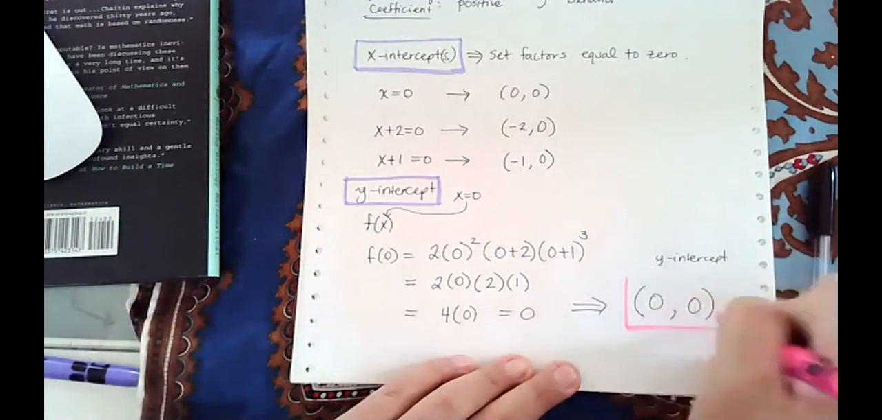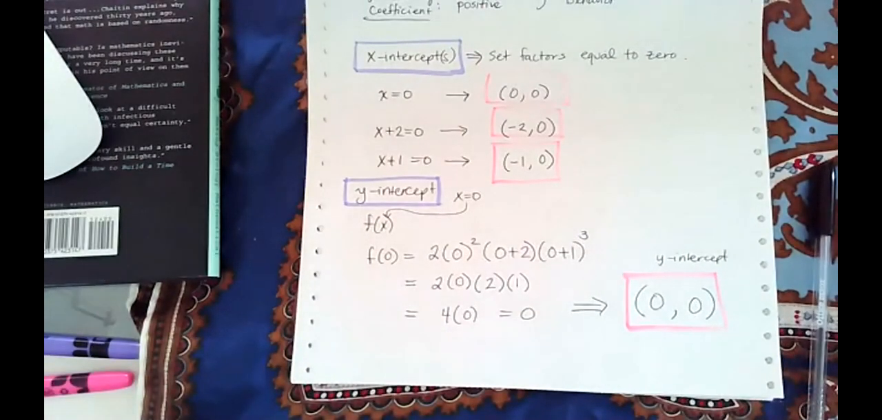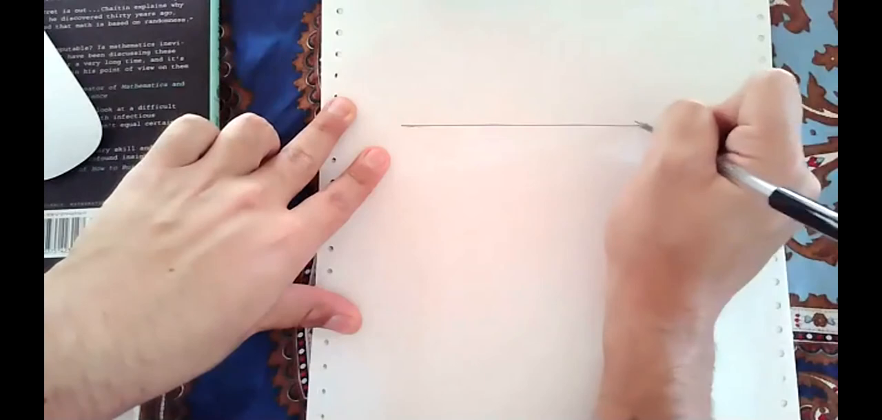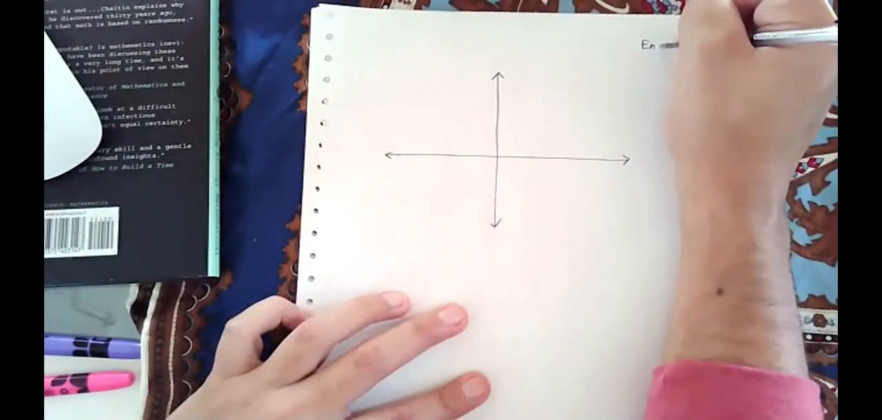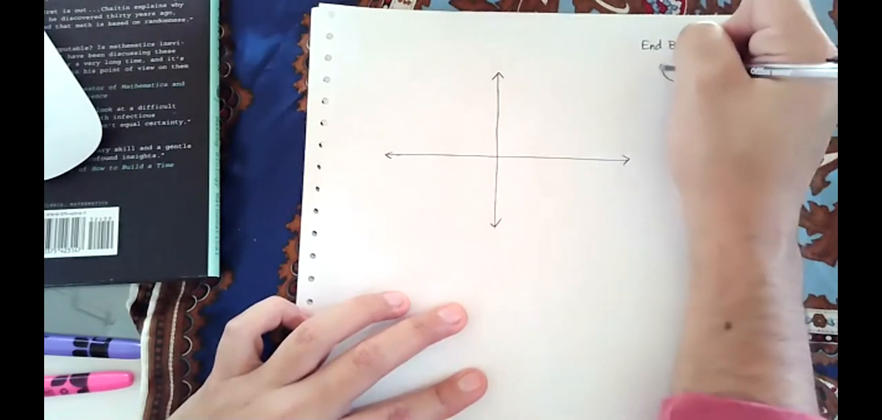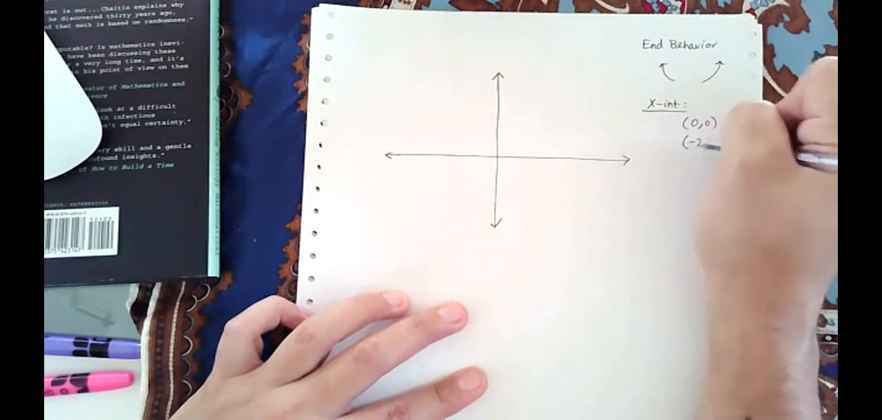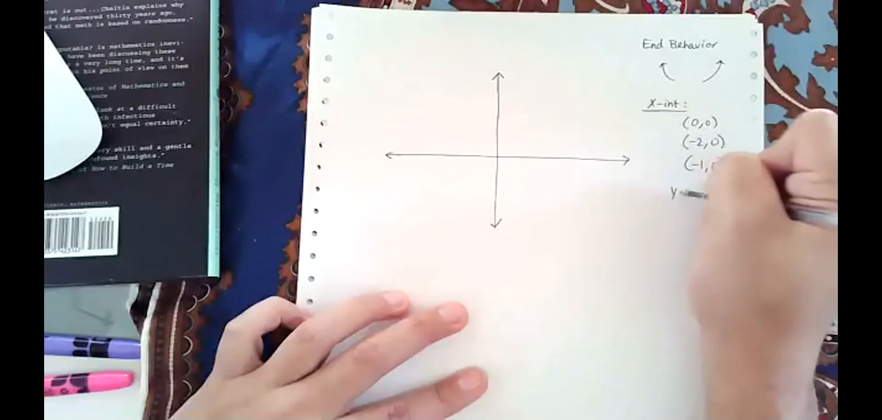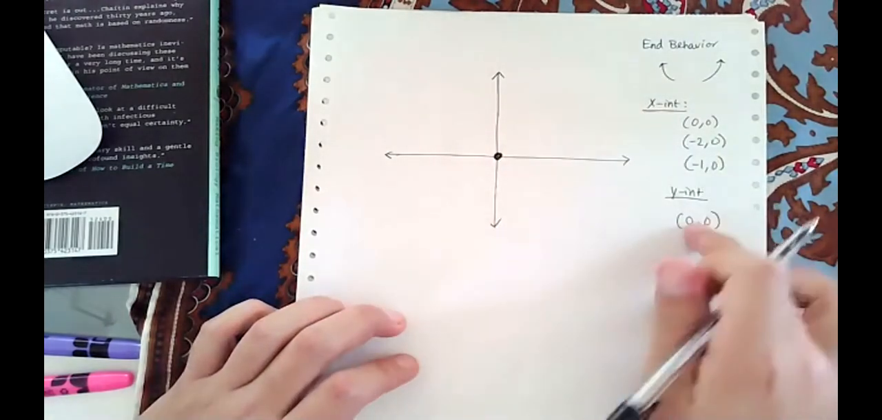So now I have these 4 points that I can plot on a graph and start to build the sketch of our function. Okay, so let's draw our graph. Again, we want to write down our laundry list of details for this graph, our end behavior. Our x-intercepts: (0, 0), (negative 2, 0), (negative 1, 0). Our y-intercept is (0, 0). So we have one point that we know right off the bat, that's the origin.